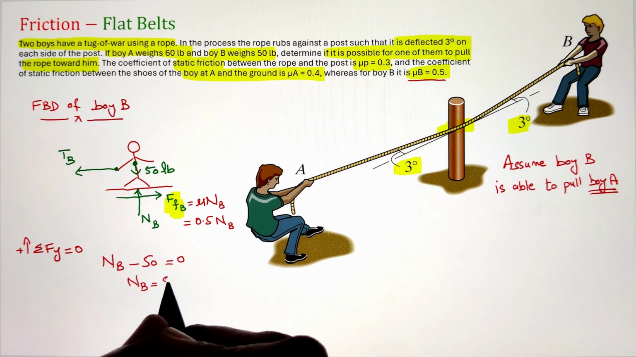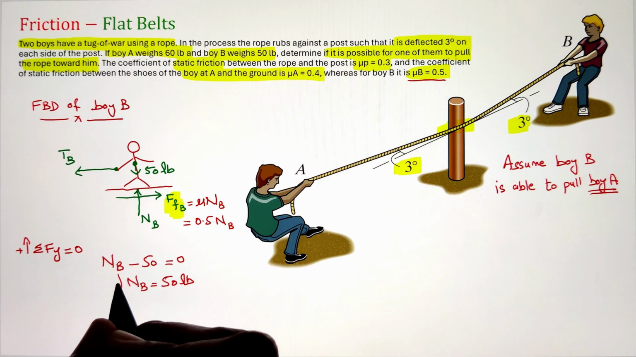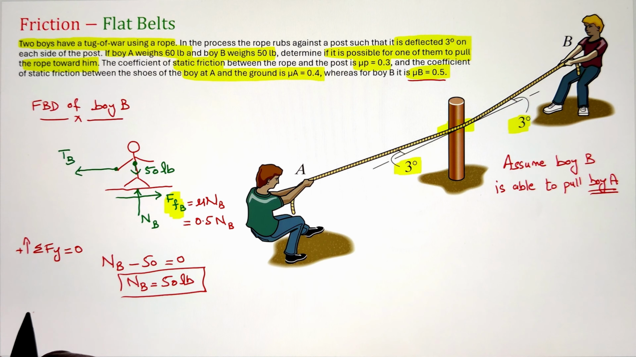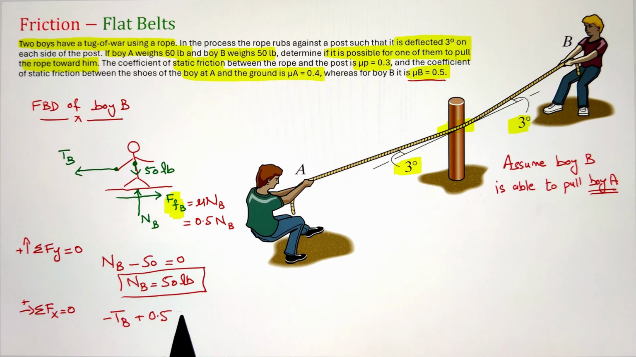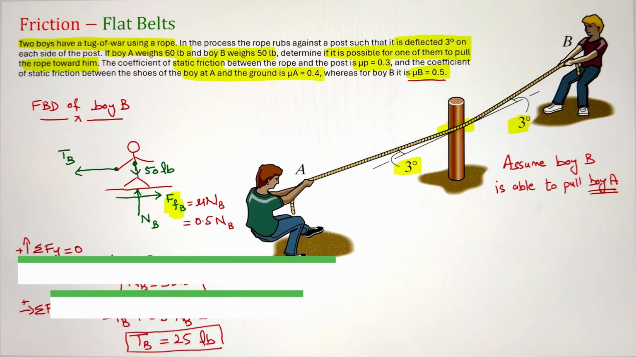Now, once we have our free body diagram, let's start writing our equilibrium equations, starting with the summation of forces acting along the y-axis equals 0. I get the value of NB equals 50 pounds, whereas for the summation of forces acting along the x-axis equals 0, we have tension acting towards the left, that's why it is negative, whereas the frictional force acting towards the right is taken as positive. This gives us the value of tension in the rope, TB, equals 25 pounds.